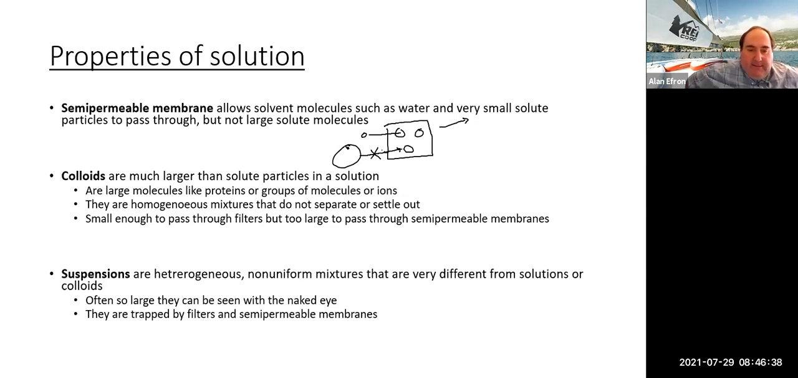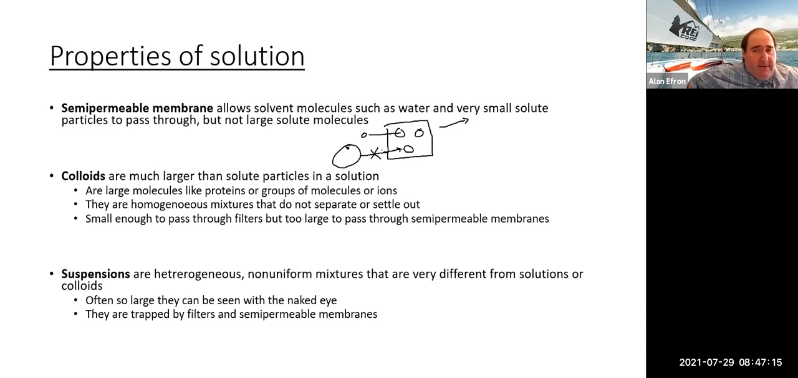When we talk about certain types of solutions like colloids, or I guess colloids are not really a solution per se, but colloids are much larger than a solute particle in a solution. These are really large molecules like proteins, or groups of molecules or ions that are together. They are homogeneous, like a homogeneous mixture, the same throughout, which means that they do not separate or settle out. They are small enough to pass through filters, but too large to pass through membranes.